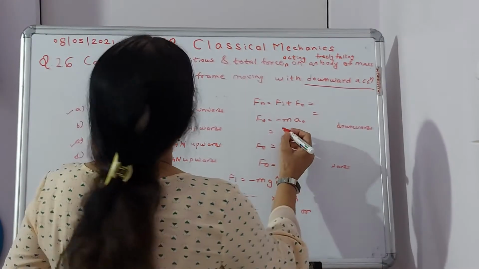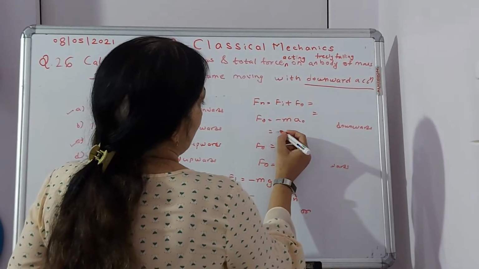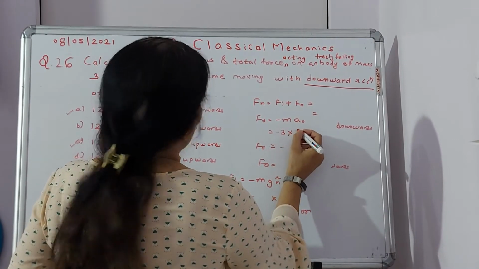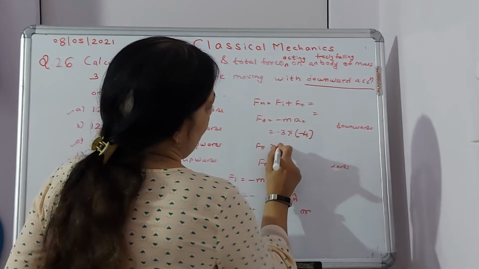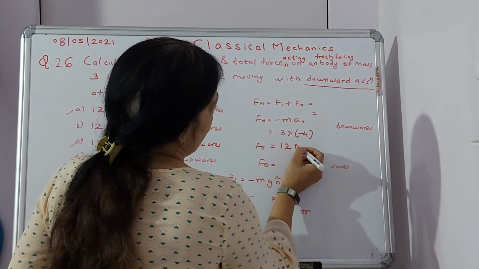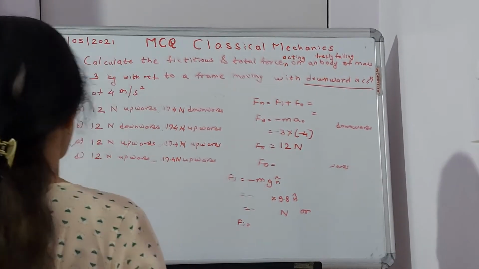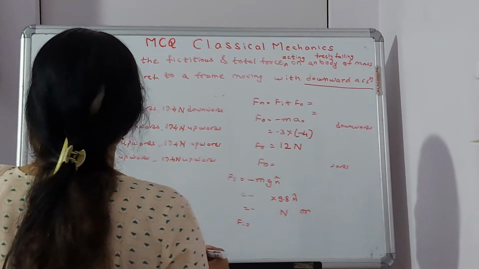But in this case my A0 is minus 4 meters per second square. So here I can write the value, M is minus 3 multiplied by minus 4. So here I get the value 12 newtons exactly. So 12 newton upward is the answer.